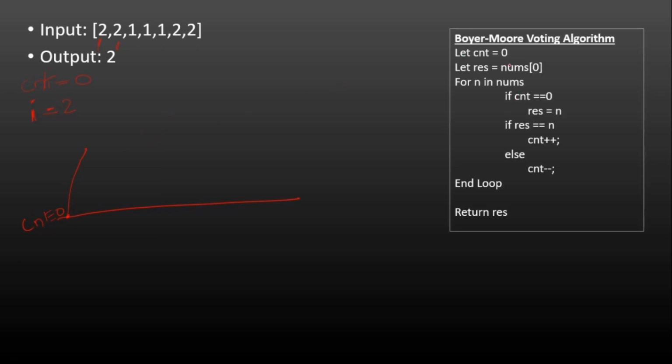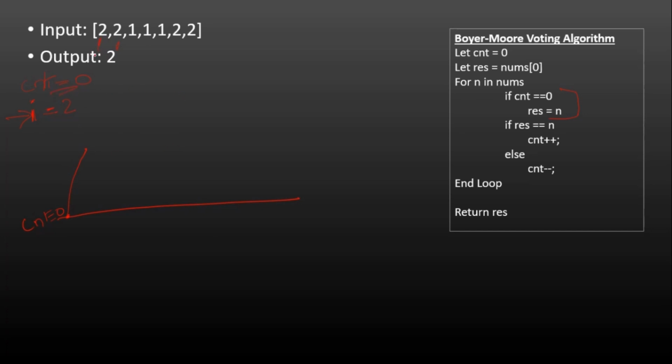That is, go over the loop. If count equals 0, assign the result. So here result is my I variable. Assign the result equal to my current number. If result equals current number, so when I'm going through, if it is the same as my current number, increase the counter, else decrease the counter.